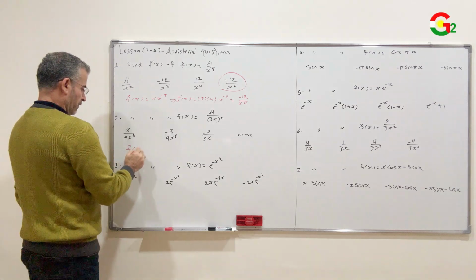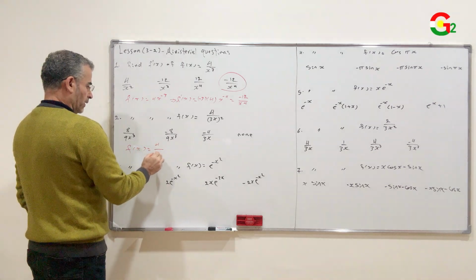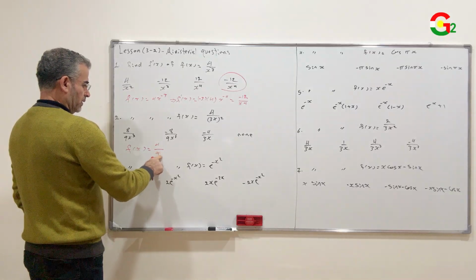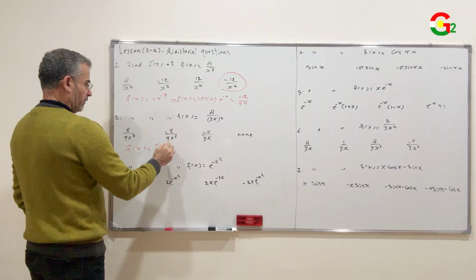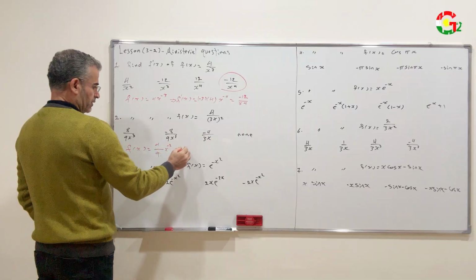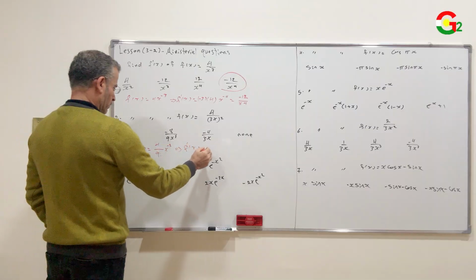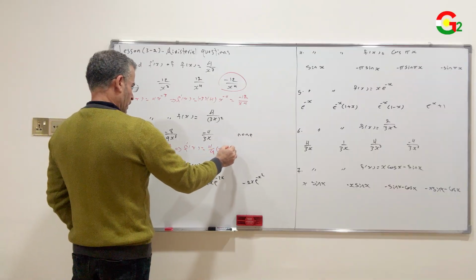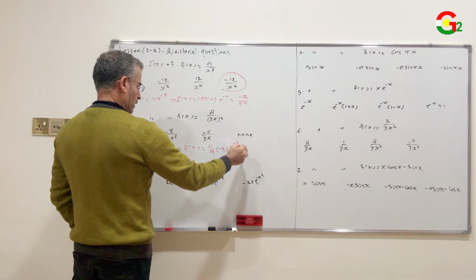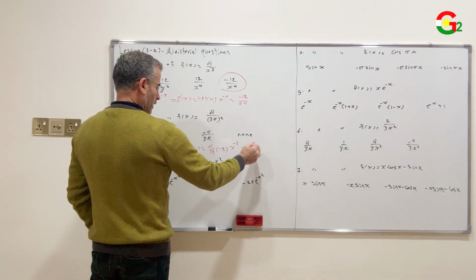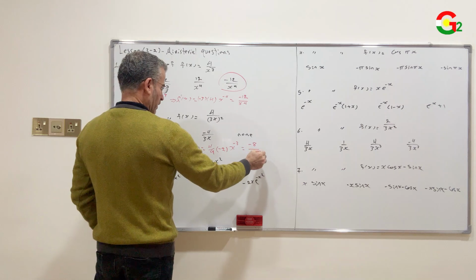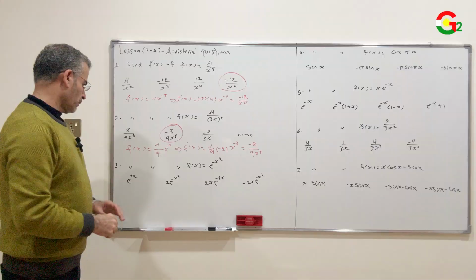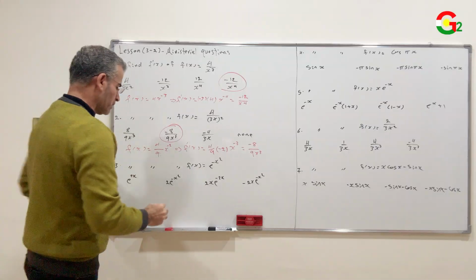Rewrite this function as f of x equals 4 over 9 x to the negative 2, then differentiate it. F prime of x equals 4 over 9 times negative 2 x to the negative 2 minus 1, negative 3, equals negative 8 over 9 x to the power 3. Choice B. Question number 3, find the derivative of this function.